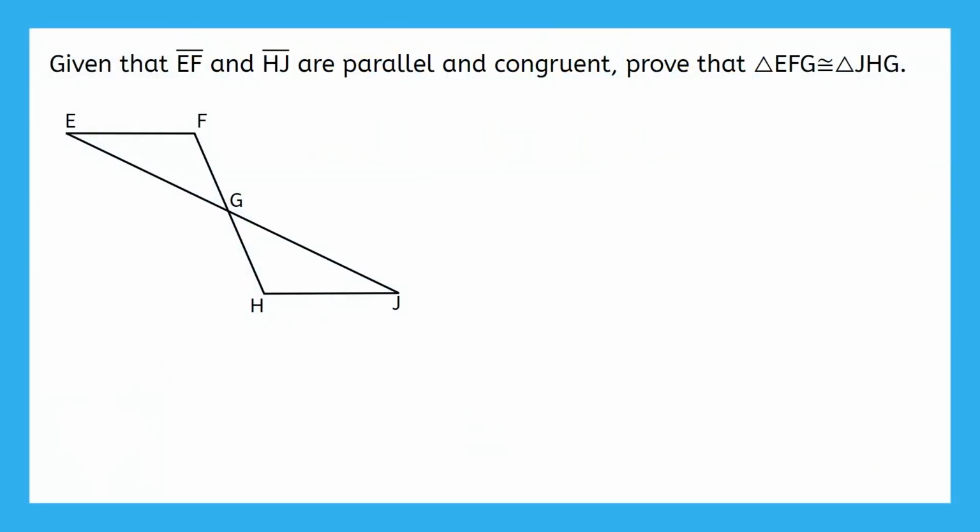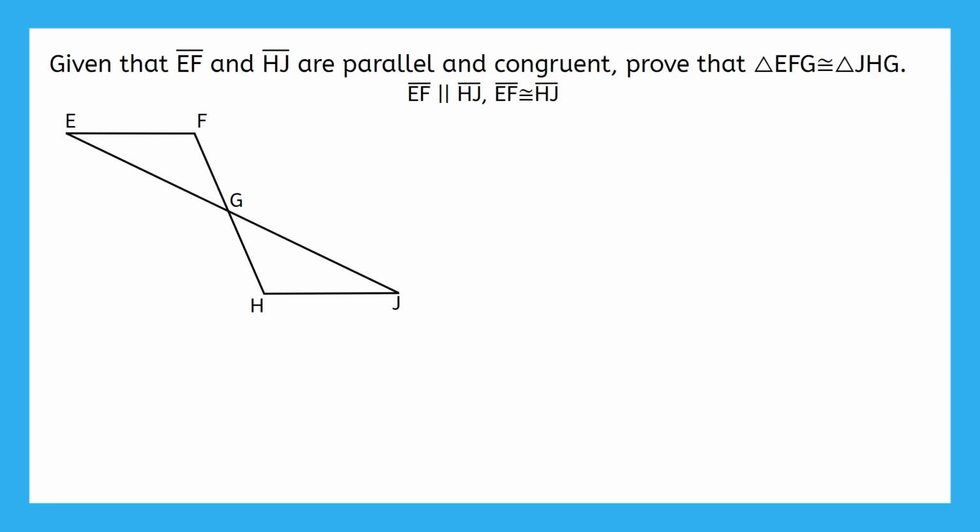So this problem says, given that segment EF and segment HJ are parallel and congruent, prove that triangle EFG is congruent to triangle JHG. This is phrasing we haven't heard before, parallel and congruent. But it just means that EF is parallel to HJ and EF is congruent to HJ.